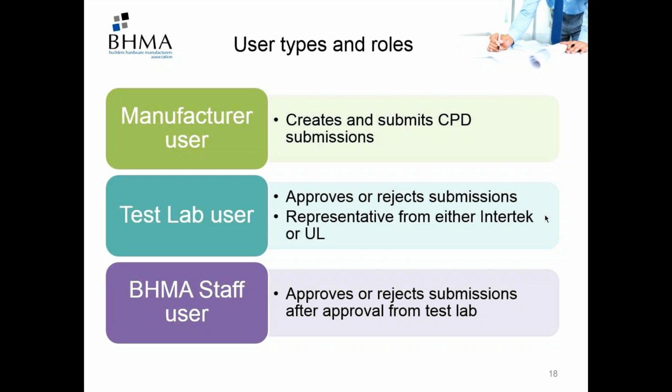A test lab user is your test lab, so either Intertek or UL, who has done the testing on your product. Their role here is to either approve or reject the submission that has been created by a manufacturer. And then the BHMA staff are doing a similar role. They're just approving or rejecting submissions once they've been approved by the test lab.